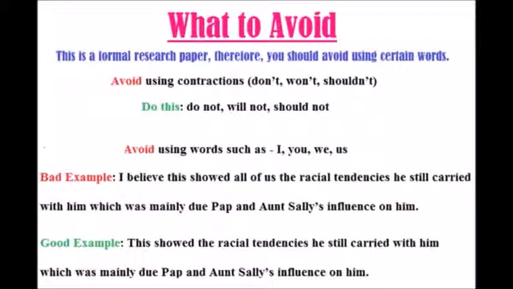Also, avoid using words such as I, you, we, or us. A bad example of a sentence would be, I believe this showed all of us the racial tendencies he still carried with him, which was mainly due to Pap and Aunt Sally's influence on him. And what you do, when writing out a sentence, if you tend to use the word I believe, I think, I know for a fact, simply get rid of it, and there you will have your full sentence right out in front of you. A good example would be this. This showed the racial tendencies he still carried with him, which was mainly due to Pap and Aunt Sally's influence on him.